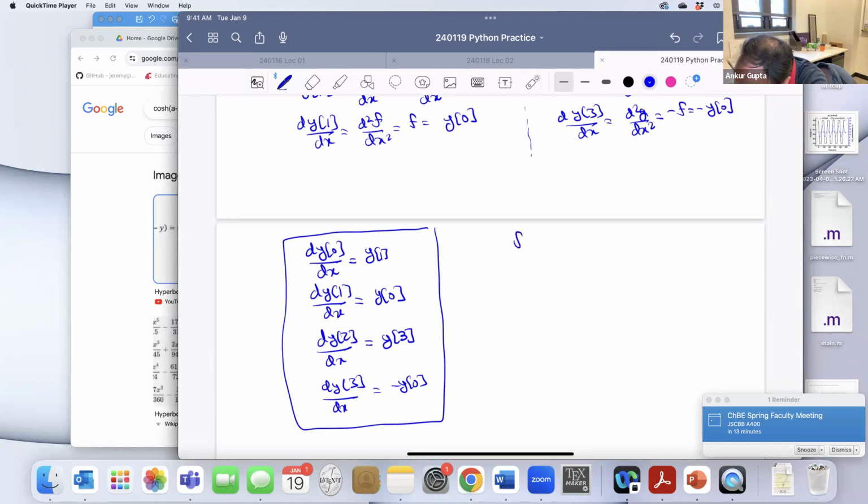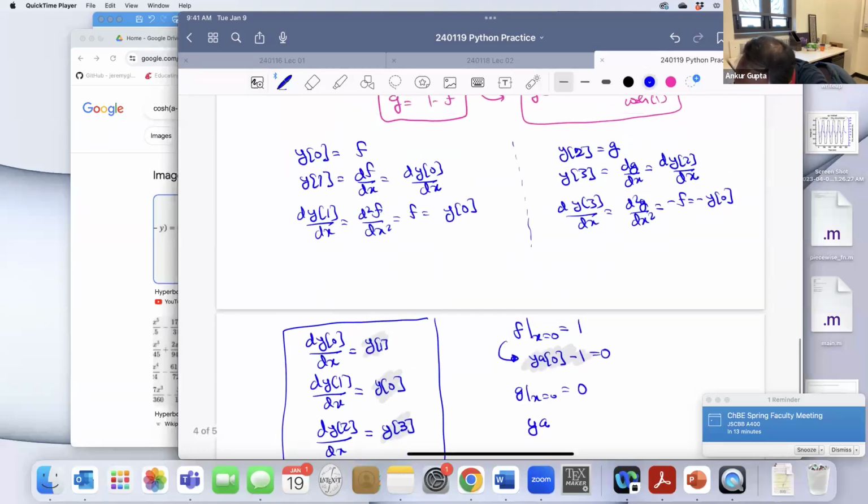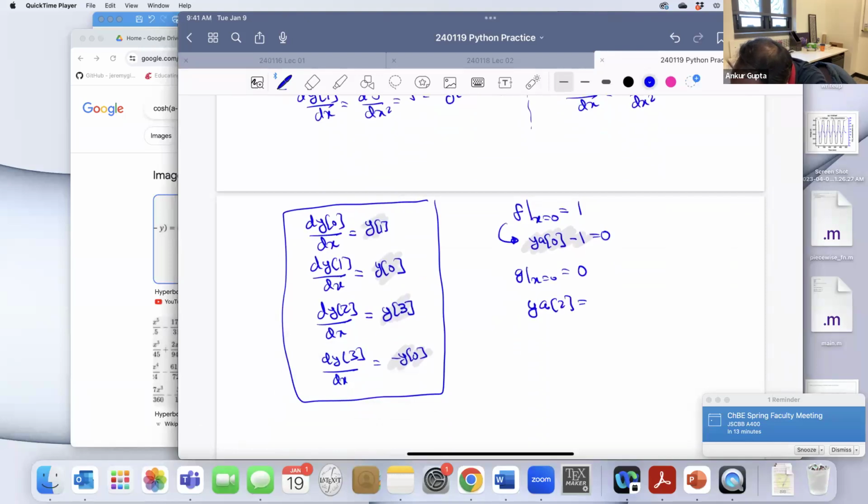And this is what we have as our boundary conditions. Now we have f at x equal to 0 is equal to 1. So ya of 0 in the language of Python, minus 1 is equal to 0, and this is what Python will expect. Then we have g at x equal to 0 is equal to 0, and g is y of 2. So ya of 2 is equal to 0. So this is what we'll write in Python code.